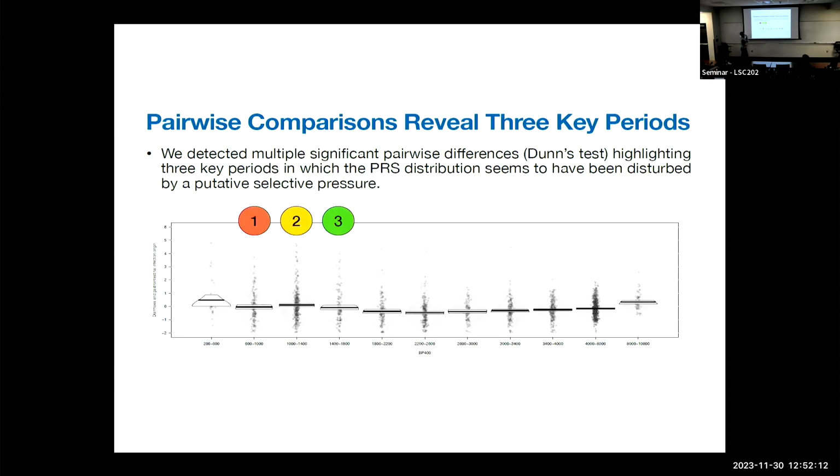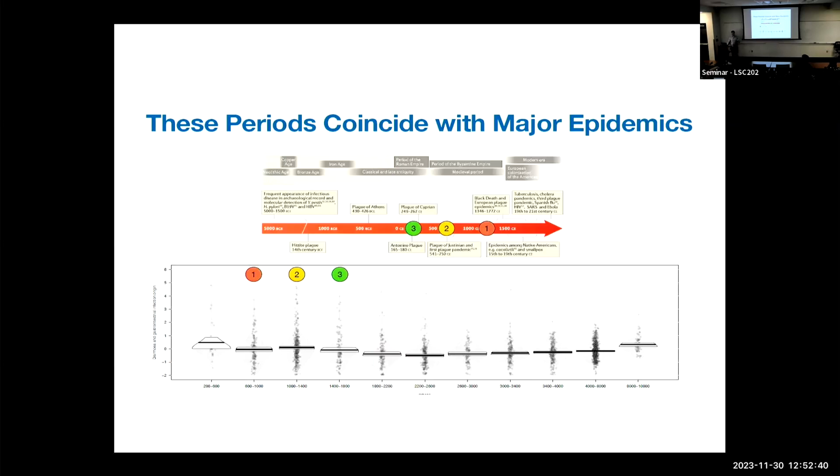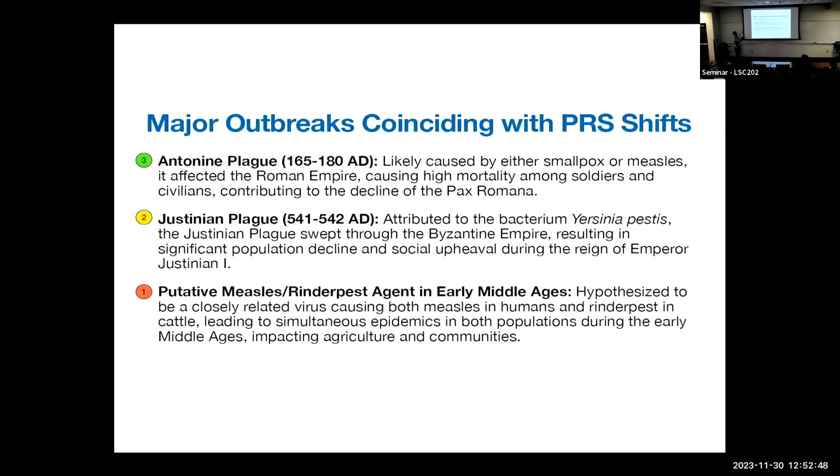And what we see is that these 3 time periods, when we do 400 but also when we do 200, which is smaller and more specific, are the 3 periods where we see the most changes in the distribution of polygenic risk scores. So it's telling us that something happened there that affected these polygenic risk scores that were calculated based on immunological traits. What we believe we're seeing coincides temporally with those 3 major outbreaks in Europe.